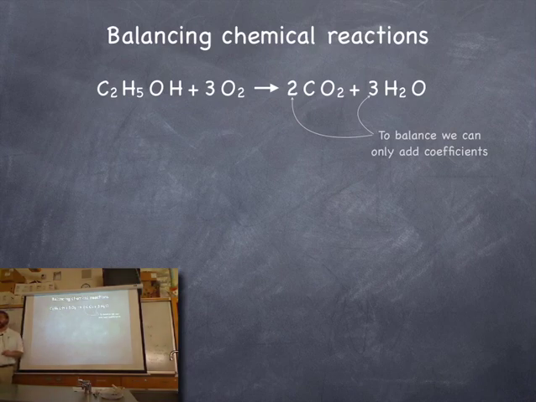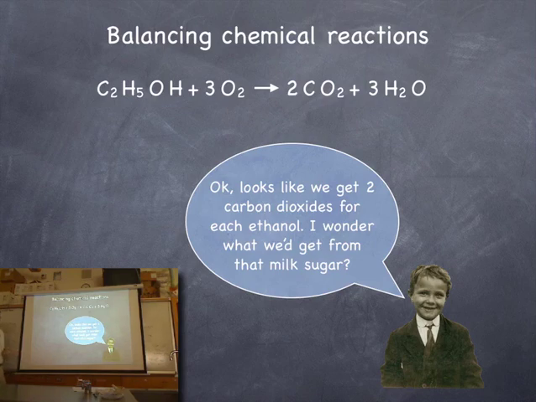Okay? So once again, we get 2 carbon dioxides for each ethanol molecule we burn. So if I burn 1 ethanol molecule, I'm going to use up 3 oxygen molecules and make 2 carbon dioxide molecules and 3 waters. What if I burned 1 mole of ethanol? How many moles of oxygen would I need? 3. How many moles of carbon dioxide? And how many moles of water?